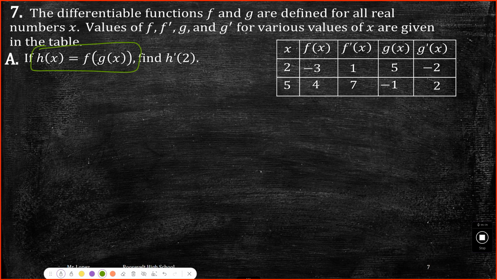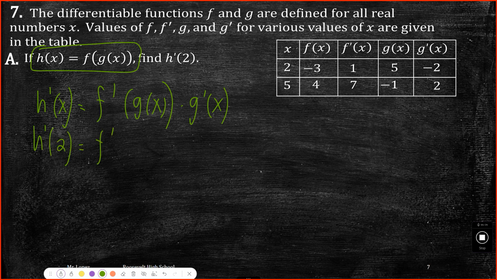All right, can we do this without the machines? Let's see, just the definition of it: h prime of x is f prime at g of x times g prime of x. So h prime at 2 is f prime at g of 2 times g prime at 2.